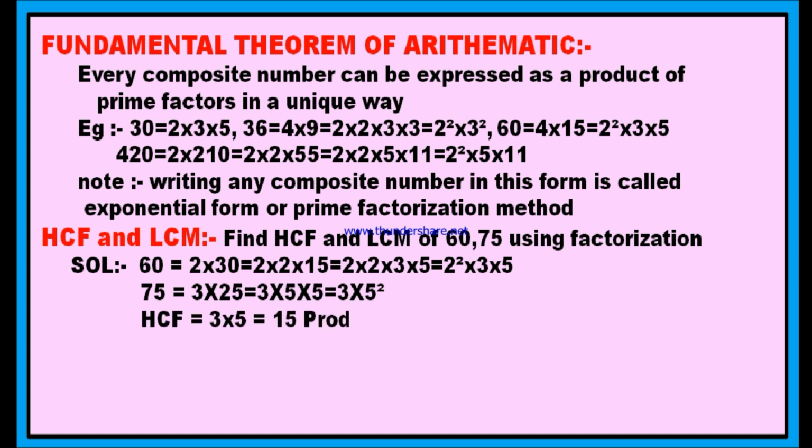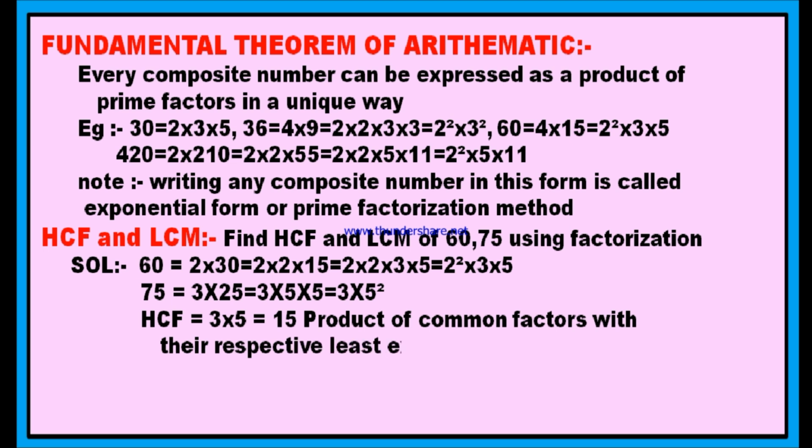Now we have to find the HCF. HCF is the product of common factors with their respective least exponents. We look at these two products. Here what are the common factors you pick up? Here the factor is 2, but there is no 2 in 75. Here is a factor 3 in 60. 3 is also a factor of 75. Therefore HCF includes 3.